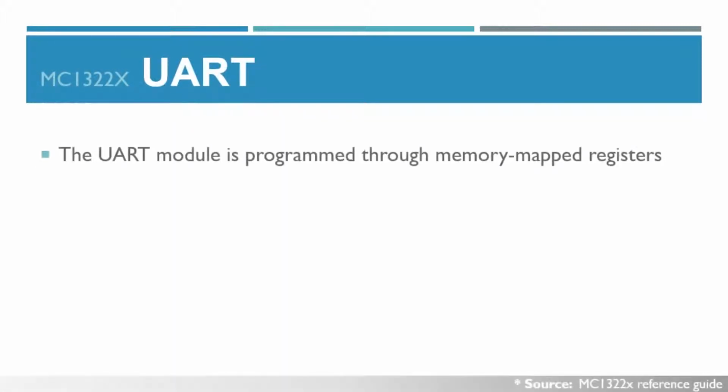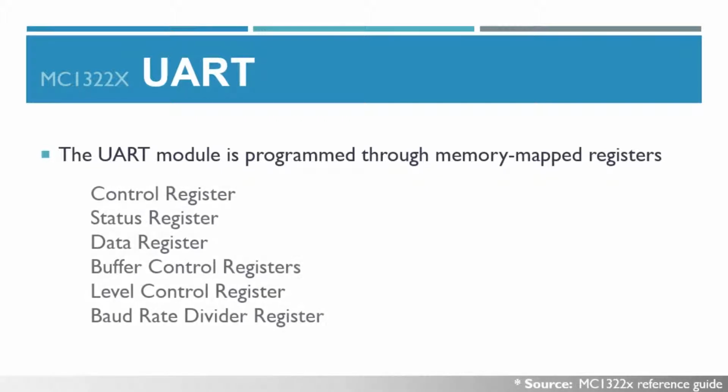The UART module is programmed through memory mapped registers. The control register is used to specify transmission parameters, while the status register is used to specify interrupt request status and identify errors. There's also the data register, a buffer control register, a level control register, and a baud rate divider register.